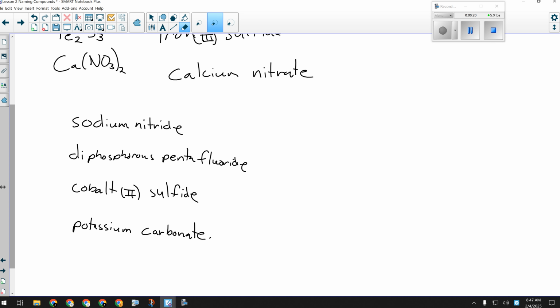Okay. So for our first one, we got sodium nitride, ionic or molecular? It's ionic. Sodium's a metal. All right, so I write the metal. I write its charge, sodium's a +1, okay, and I go with nitride. That's just N, and nitrogen is in group 15, so it's a -3. Okay.